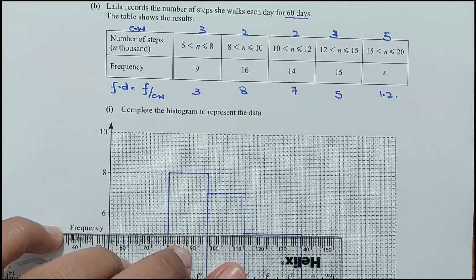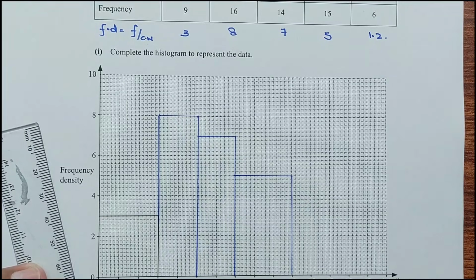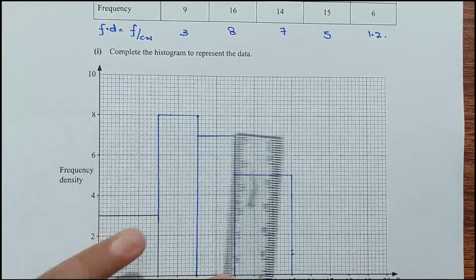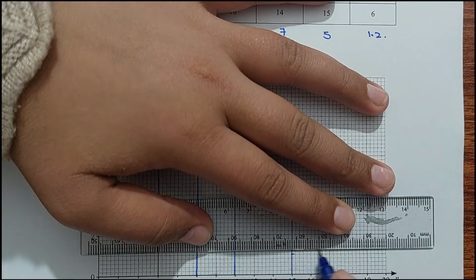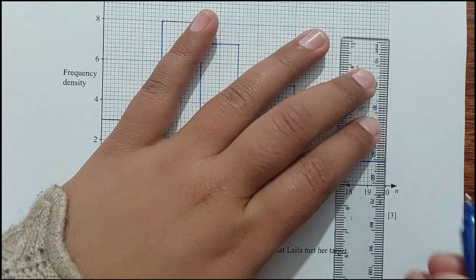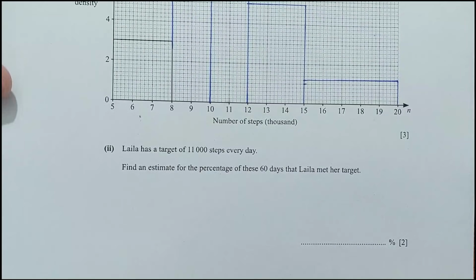The next is 15 to 20, it's 1.2. This is 1.2. Okay, the histogram is completed.